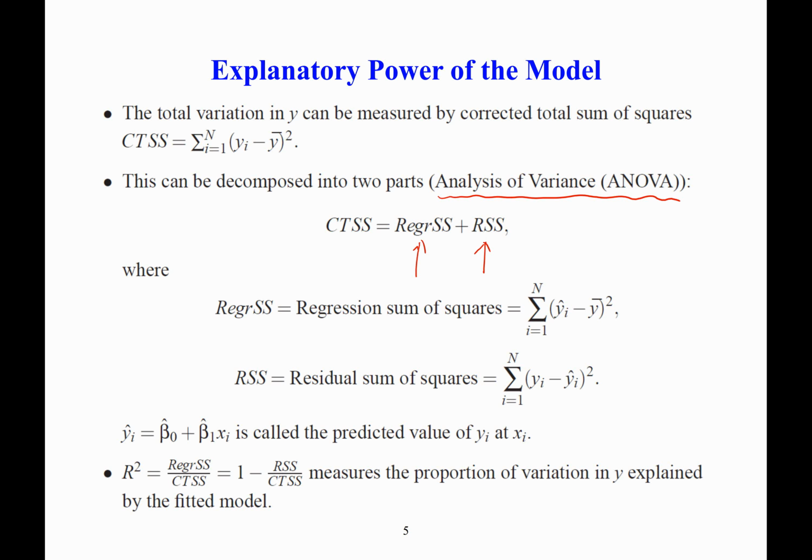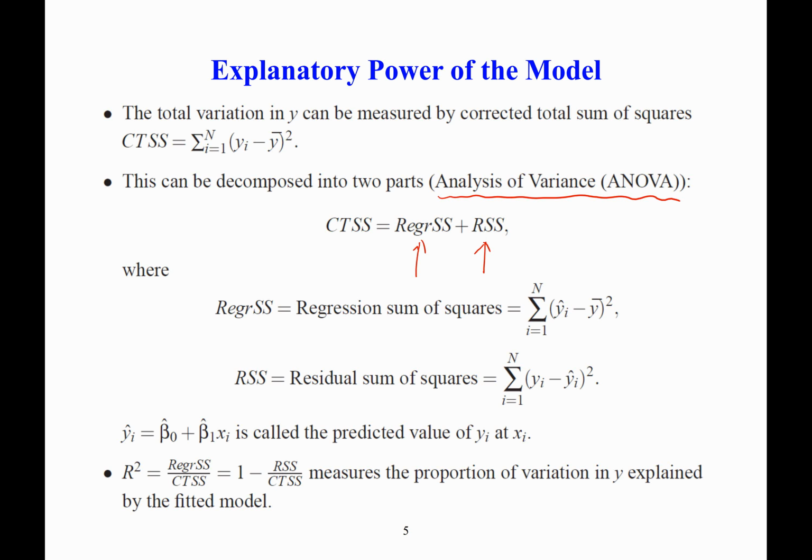So the regression sum of squares is the sum of yi hat minus y bar, squared. So this is the model prediction minus the average of all y's. And the residual sum of squares is each observation minus the model prediction, squared and summed. So yi hat equals beta 0 hat plus beta 1 hat xi is called the predicted value of yi at xi. What is R square?